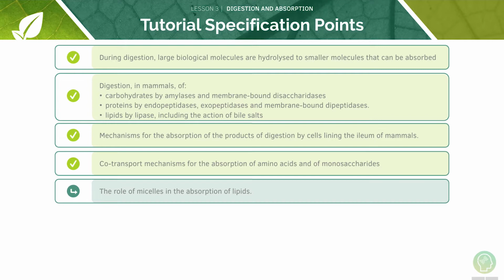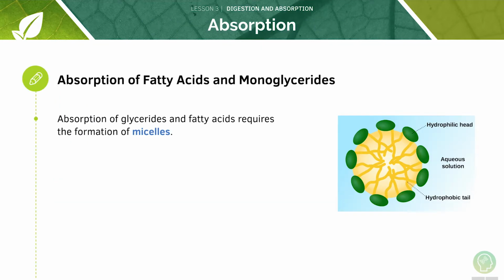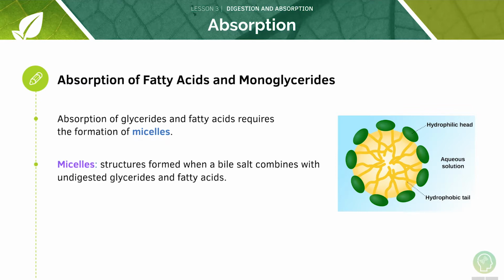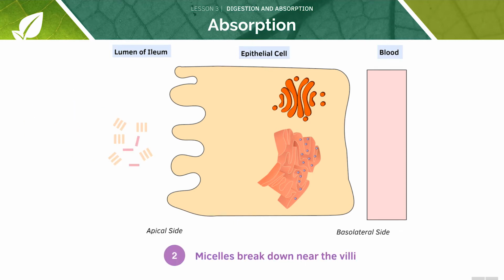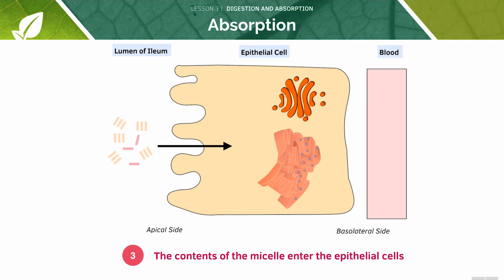Finally, we will look at the role of micelles. Absorption of glycerides and fatty acids requires the formation of micelles. Micelles are tiny structures that are formed when a bile salt combines with an undigested glyceride and fatty acid. Micelles are transported to the epithelial cells lining the villi in the small intestine. Then, they break down near the villi, and their contents can enter the epithelial cells, as shown here.